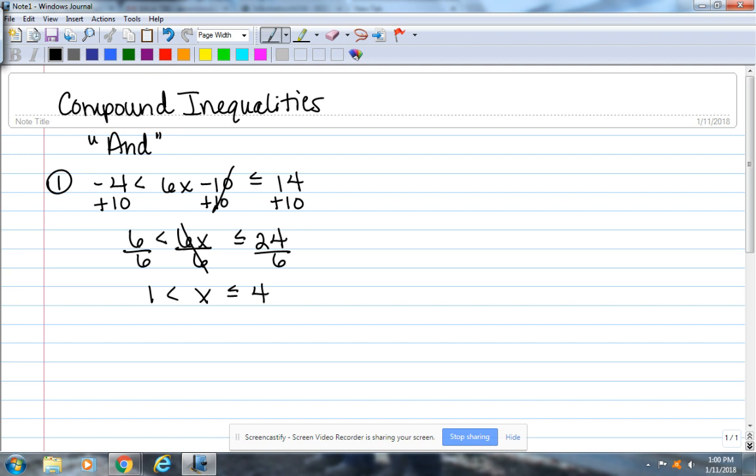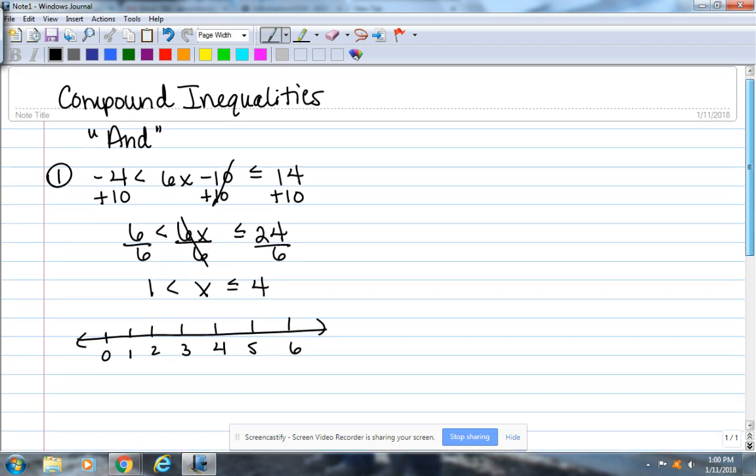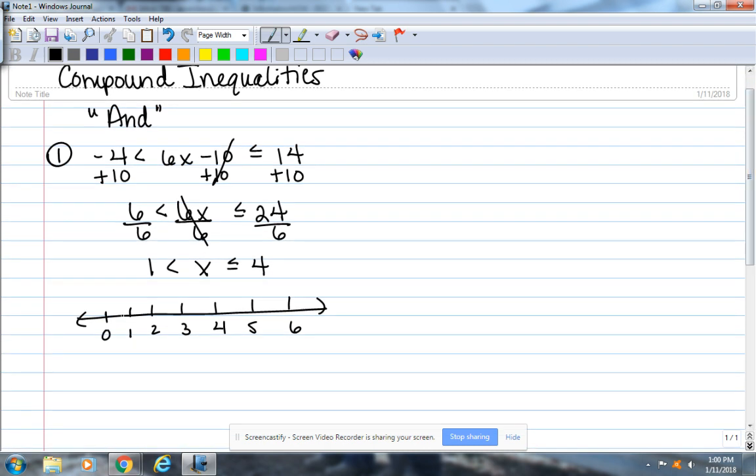So let's graph that inequality on a number line. It's saying the solution is between 1 and 4. So x is greater than 1 and x is less than or equal to 4. So 1 gets an open circle because it does not say or equal to. And 4 gets a closed circle because it does say it's equal to it. So that means it's included. In an and inequality, we're going to shade the center. So that's how we do a compound inequality when it's an and.